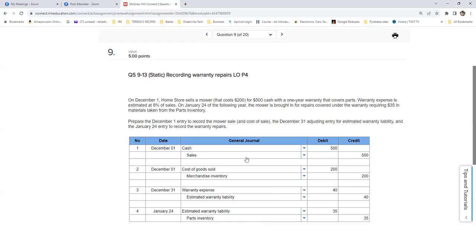That's how you'll work through these transactions. So first you have the sale. At the end of the year, you have to capture the warranty expense, just like we do for bad debt. And then on January 24th, you actually record when someone uses that warranty and record it in the general journal accordingly.